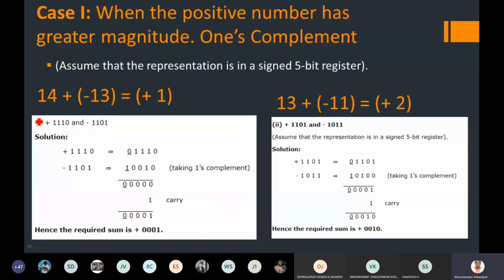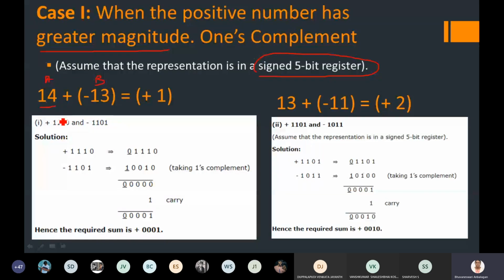The first case is when the positive number has greater magnitude. Among these two numbers, this is A and this is B; which has the greater magnitude? That is 14, the positive number. So 14 minus 13, what is the answer? It is going to be plus 1. I am going to represent it in binary form, considering a 5-bit register. In 5 bits I am going to carry this out.